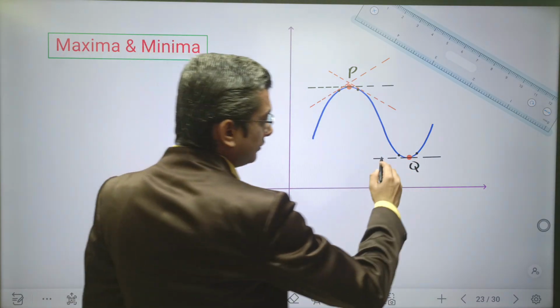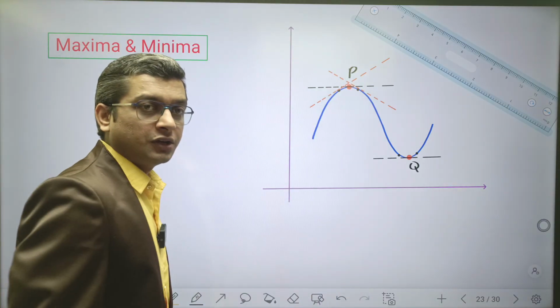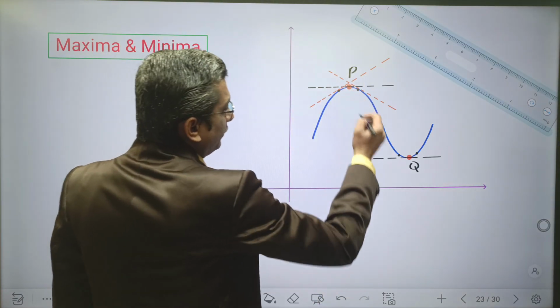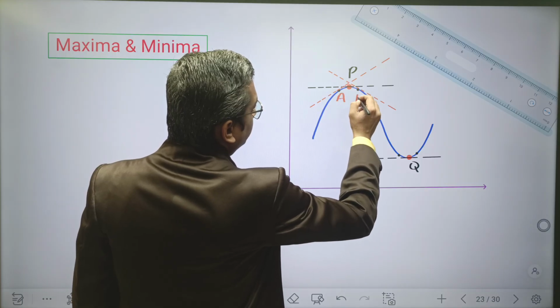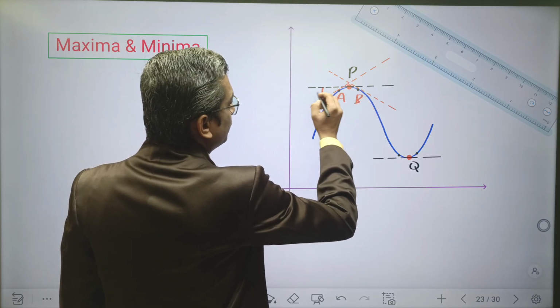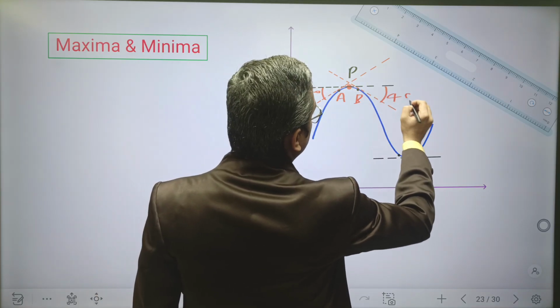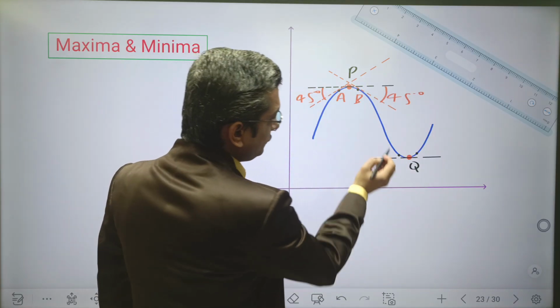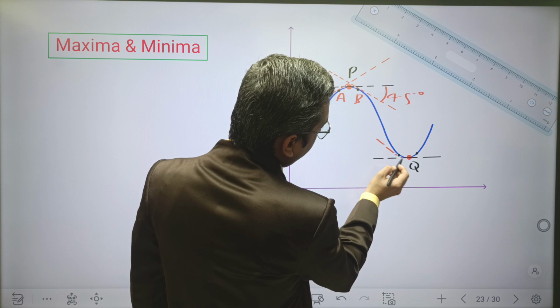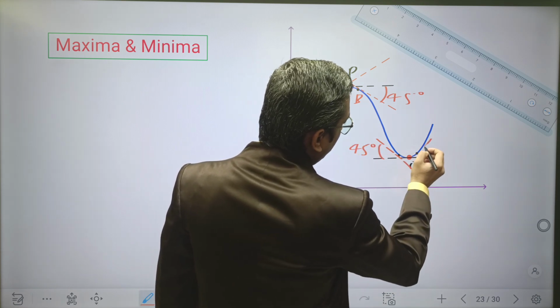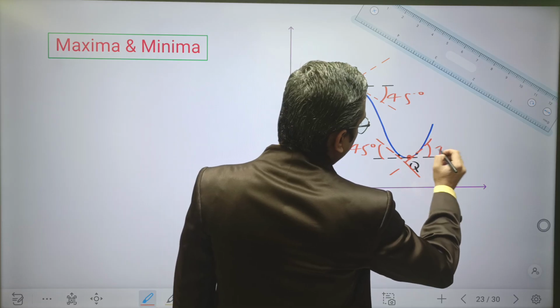So at this point the slope is 0, because tan theta is the slope and theta is 0, which means slope is 0. And before this point, suppose we are taking point A and this is point B. So at point B, let us suppose this angle is 45 degrees, and this angle is also, let us suppose, 45 degrees. So again here, if I plot a tangent, this angle is 45 degrees.